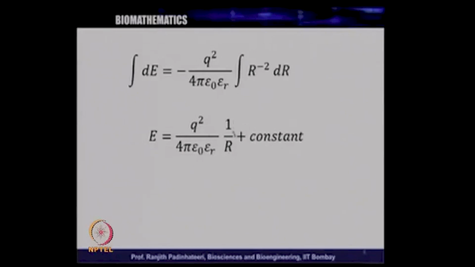So, you know that this is nothing but the potential energy of two charges. So, when you have two charges, the potential energy of the system is q square by 4 pi epsilon 0 epsilon r by r. So, this is the potential energy. Do not confuse this E, E is not electric field, this is potential energy. I just use the symbol E for energy.